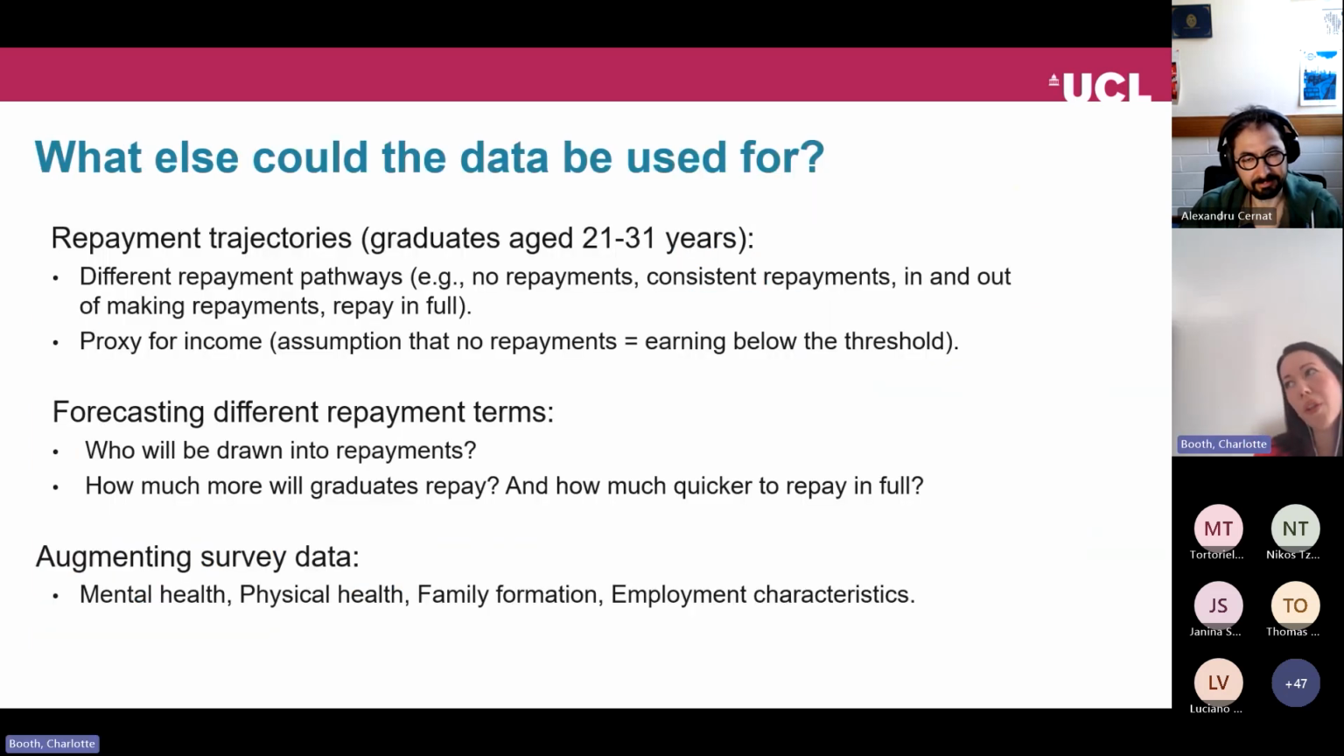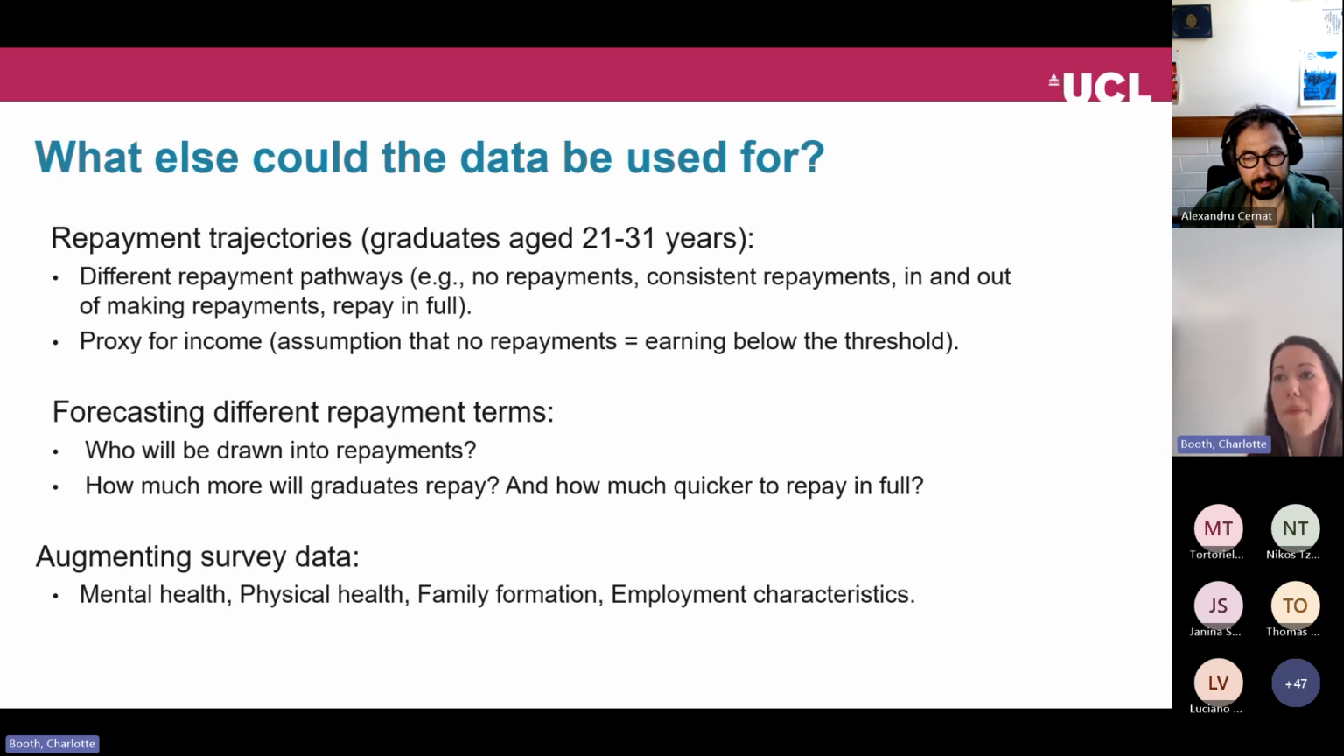So yeah, thinking about what else this data could be useful for. Because it's admin data and you have this sort of annual collection, it can be really useful to think about building repayment trajectories. We have information on graduates from age, say, 21 when they graduate to age 31, so you can look at different repayment pathways. For example, the people that make no repayments or consistent repayments, or who go in and out of making repayments, or maybe repay in full, and look at different characteristics in that way.